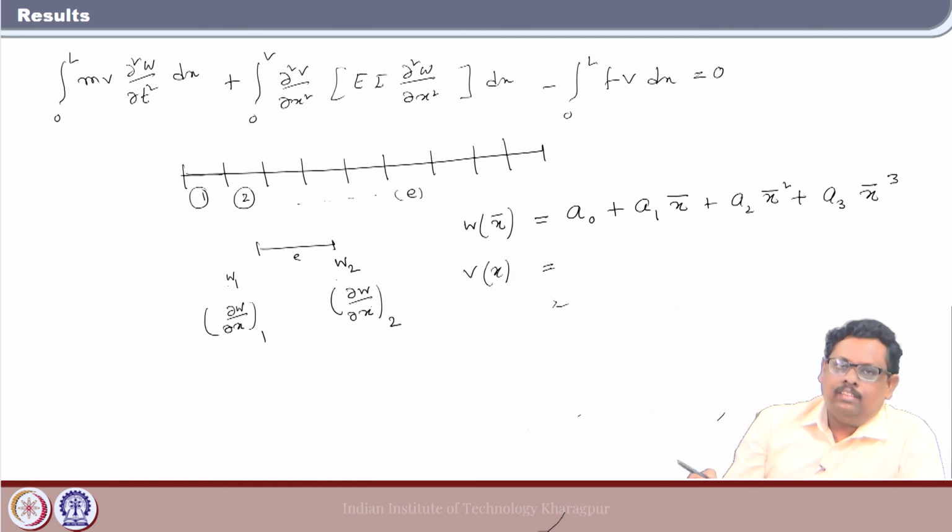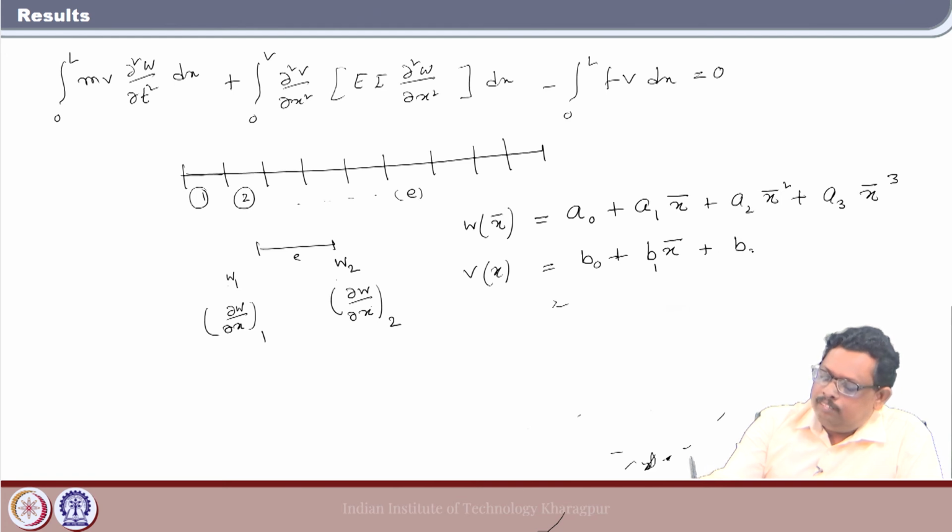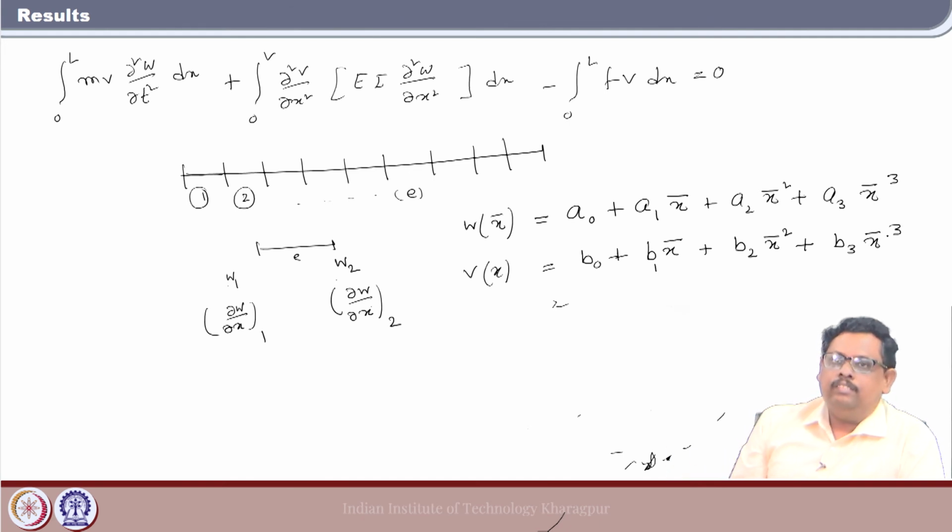Similarly, I can write another function also, V of x. Remember, I am just not writing the t term, though it is there. Now, V of x equals, again, B 0 plus B 1 x bar plus B 2 x bar square plus B 3 x bar cube, because I am integrating along the length, right. Okay.